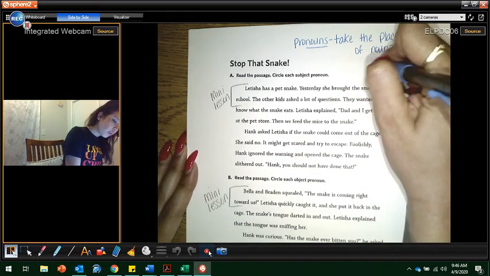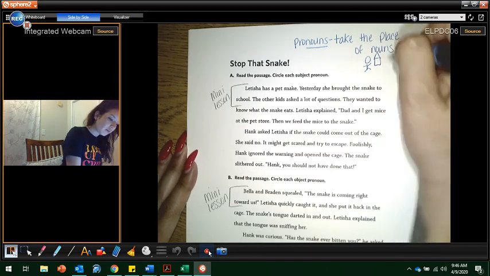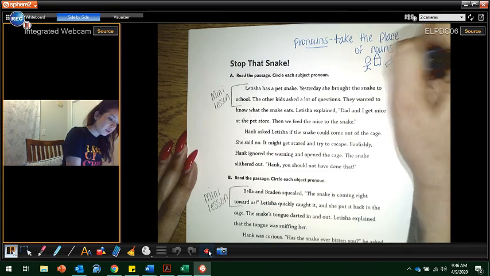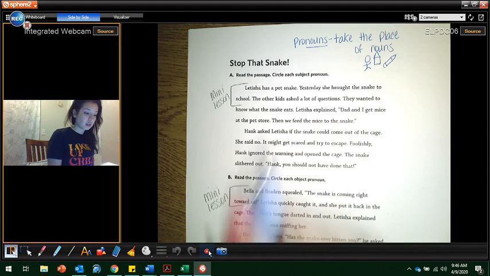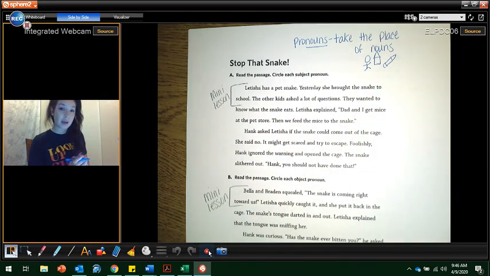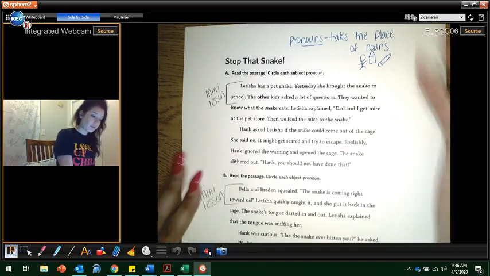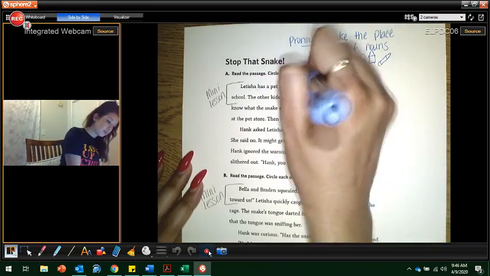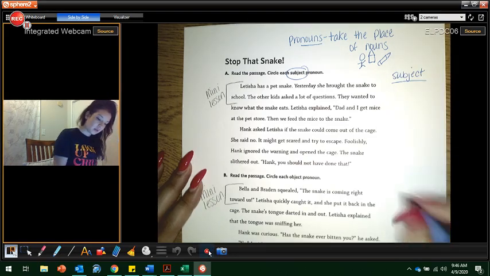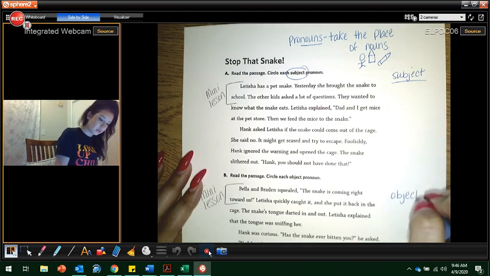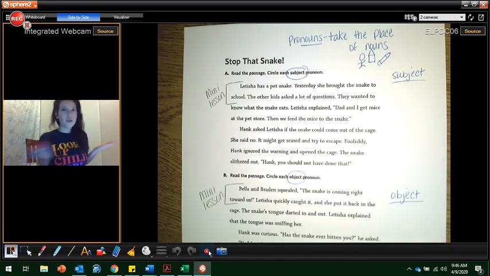So I'm going to draw our little pictures here. Our little pencil, which represents a thing. So we have nouns are people, places, or things. A pronoun can take the place of a noun. So we're going to learn about 2 types of pronouns today. That is subject pronoun and object pronoun.